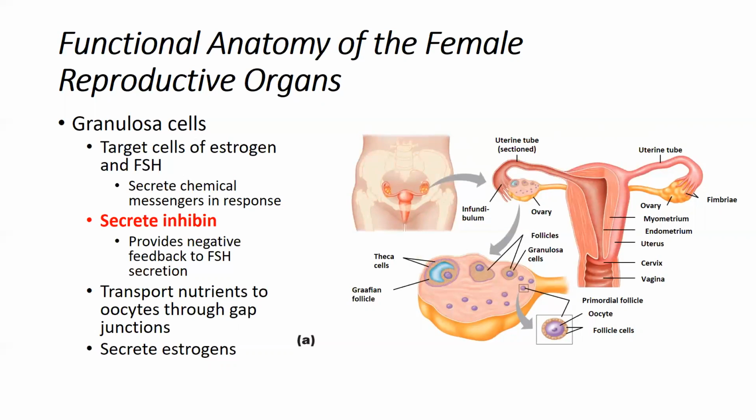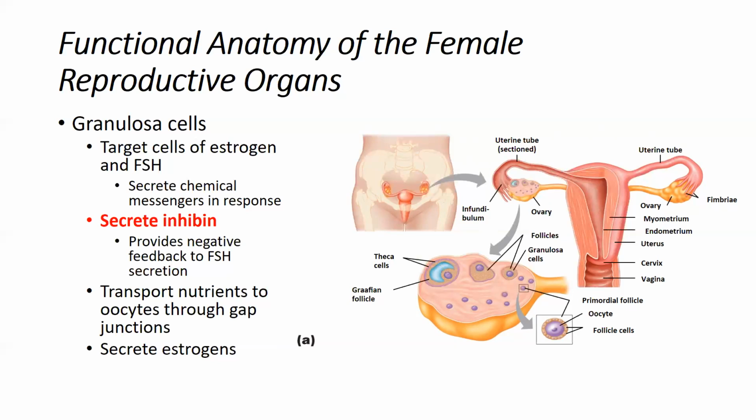They secrete certain chemical messengers that help with the development of the ovum. Also, like Sertoli cells, they also secrete inhibin. And we know that inhibin is going to provide a negative feedback to the FSH to stop that FSH secretion from the anterior pituitary. They transport nutrients to the oocyte through gap junctions. So they're communicating. We talked about gap junctions, like those communicating networks, those channels that can link one cell to the other, and help cells to communicate, to pass on information, so to speak. And they also secrete estrogen.